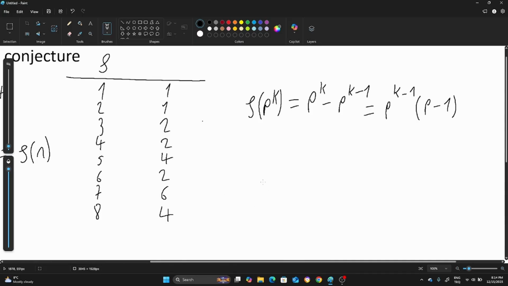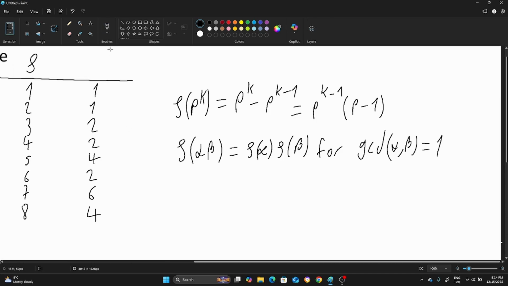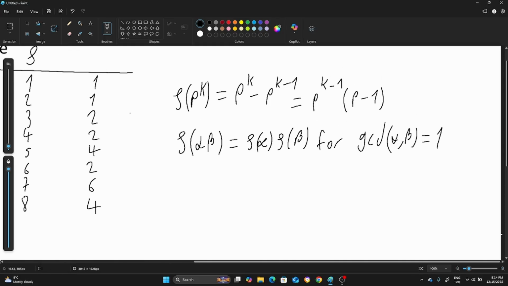And we also assume that we know this too. Totient of alpha beta equals totient of alpha times totient of beta, for greatest common divisor, which I'll shorten to GCD, of alpha and beta equal to 1. I'm also assuming we know this. If requested, as I said, I can also prove this in other videos. Now then, here is what I found.